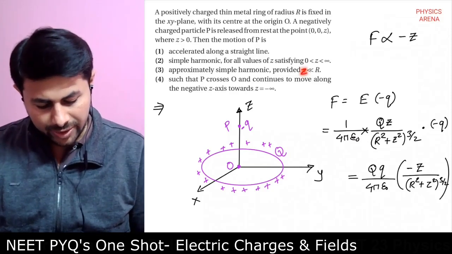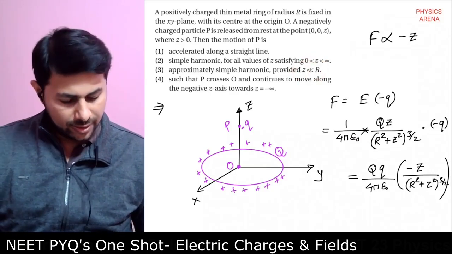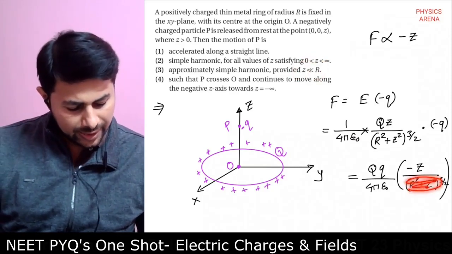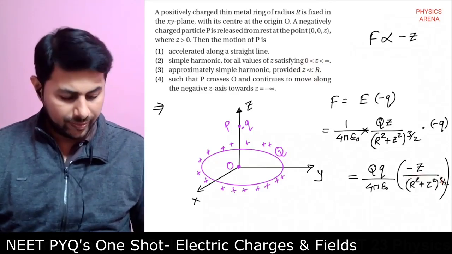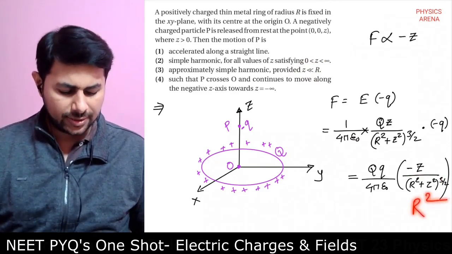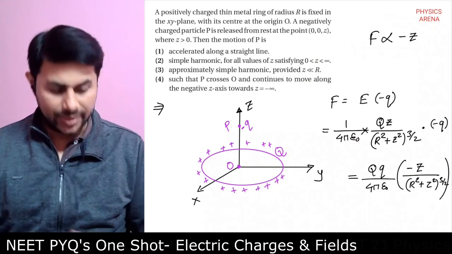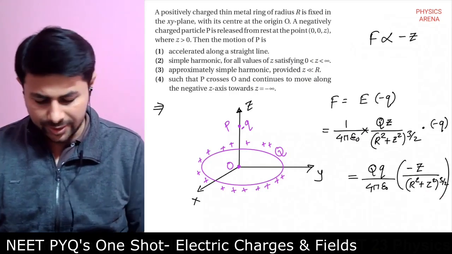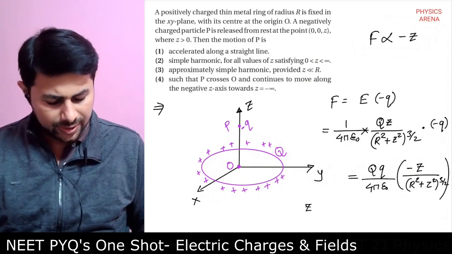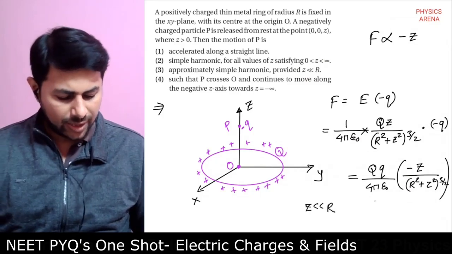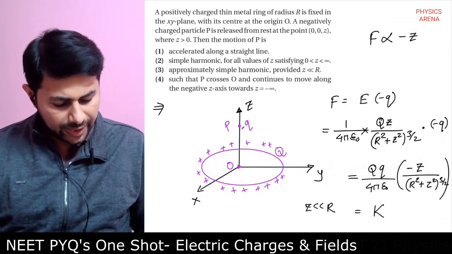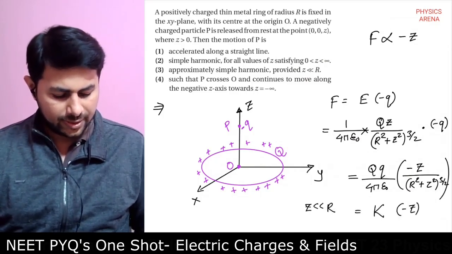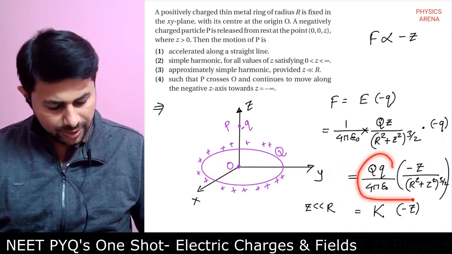Now, z is very, very small compared to r. Then we can neglect the z in the denominator. So the denominator is simply r square. We can take that also outside. So everything else would be constant when z is very, very small compared to r. So this is equal to k times minus z. What is that constant? Everything else.